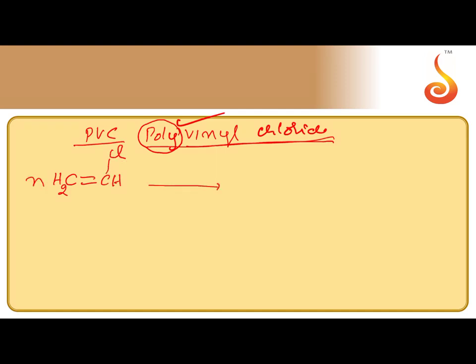When n number of vinyl chloride molecules are subjected to polymerization, you break the pi bond and create one valency for the carbon like this. Both must be in the square bracket. This is the repeating unit of polyvinyl chloride. I think you are able to do it.